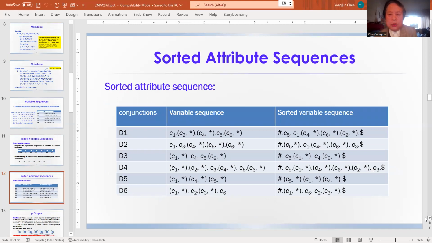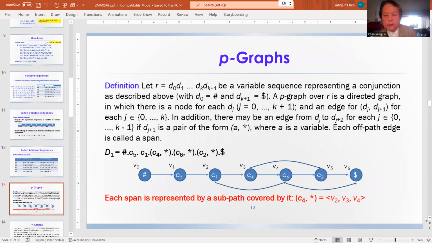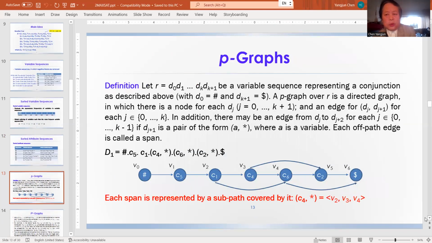Then we can sort each variable sequence according to this global ordering of variables. For example, we can sort this variable sequence to be a sorted sequence like this, where a start symbol and the ending symbol are used for technical convenience. Now we are able to generate a graph structure called P-graph for each conjunction. For example, for this conjunction, we can generate a P-graph like this.